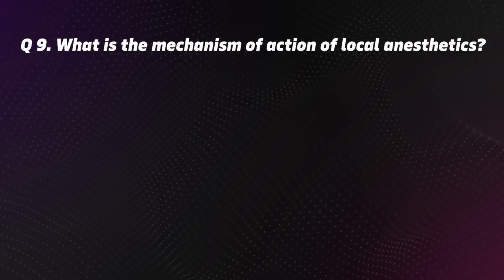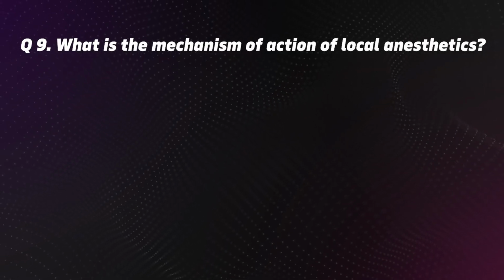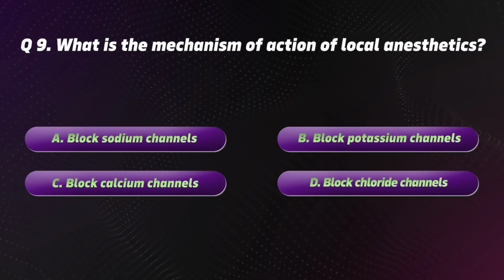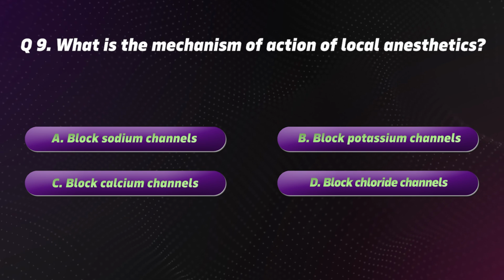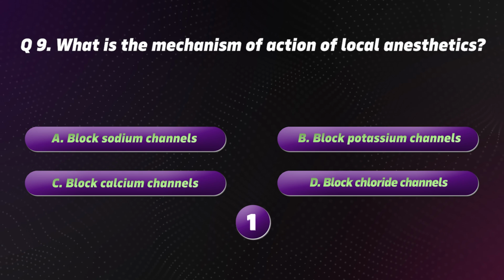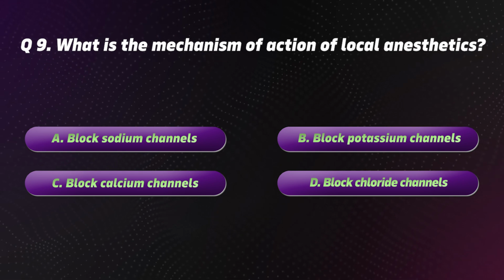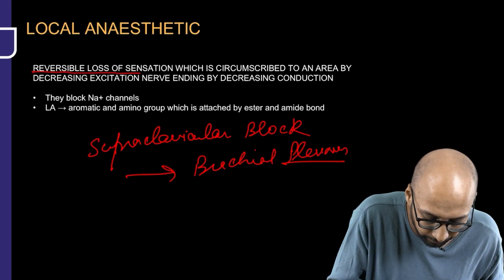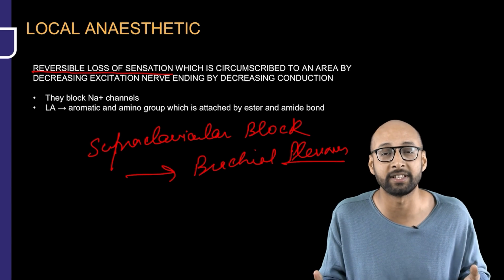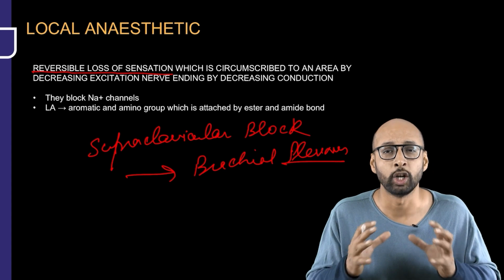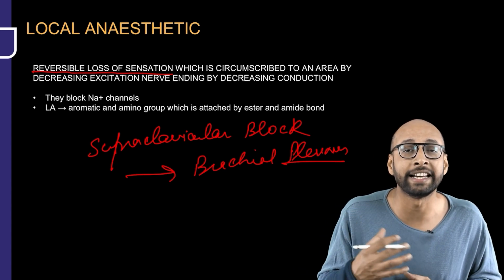Question 9. What is the mechanism of action of local anesthetics? Here are the options. A. Block sodium channels, B. Block potassium channels, C. Block calcium channels, D. Block chloride channels. And the correct option is A. Block sodium channels. Here is the explanation. Right? It is a reversible loss of sensation. It should not be a permanent damage, guys. It has to be a reversible loss of sensation, which is localized to a certain area only.